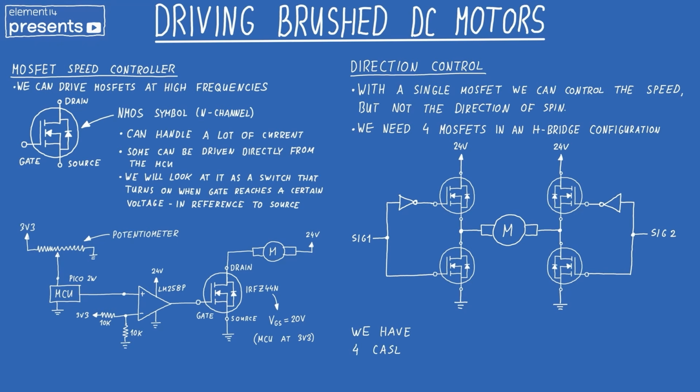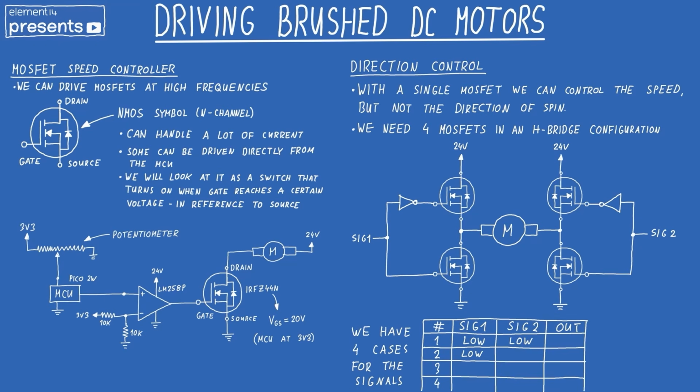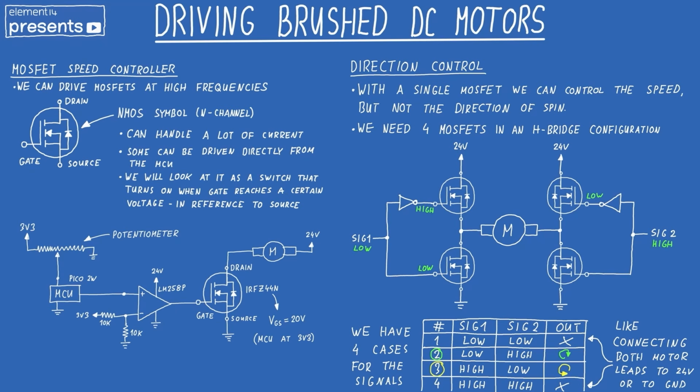In total, this gives us 4 possibilities, but we are interested only in 2 of them. If both signals are low or both are high, no power flows across the motor. Instead, both of the motor's leads are effectively tied to ground or to 24 volts in this case, which won't spin the motor. We are interested in cases 2 and 3 where the two sides of the bridge are different.